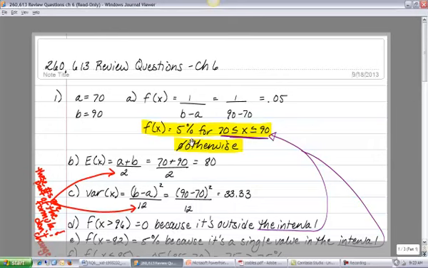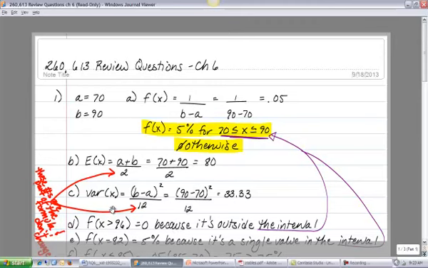Then B asks me, what is the expected value of x? So I plug into my formula for expected or mean value. So that's the quantity A plus B divided by 2. And you see my note here, the 2 and the 12, these numbers are part of the formula and they will not change. So 70 plus 90 divided by 2 gives me 80. My expected value is 80.